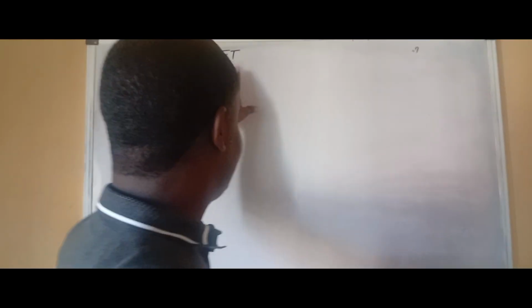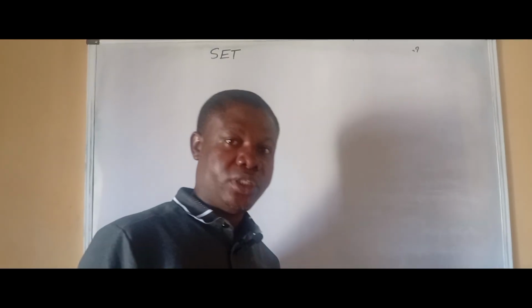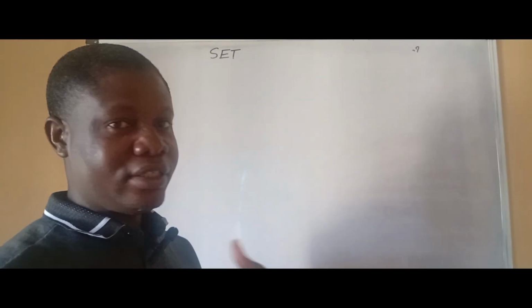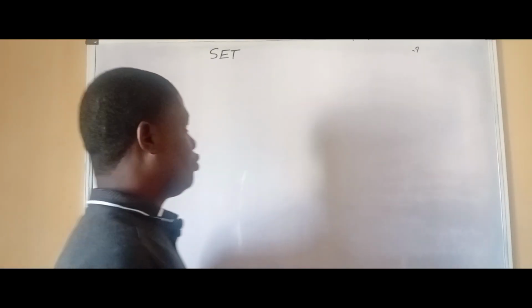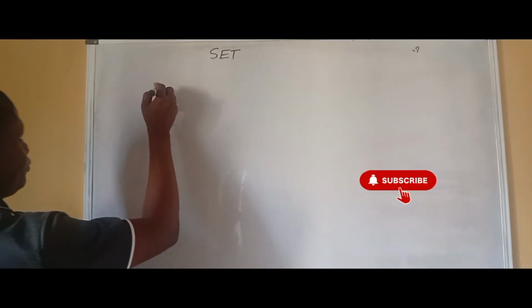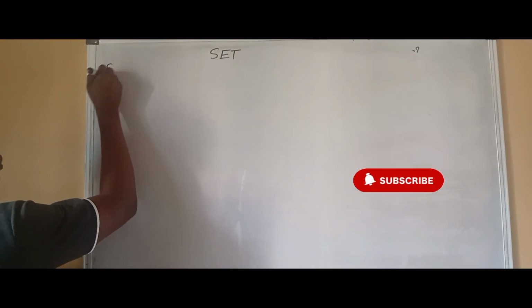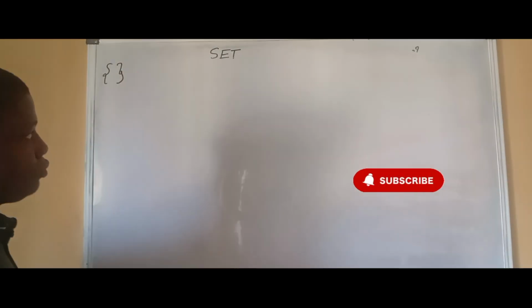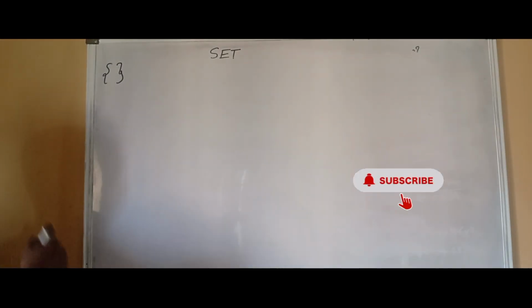So today we'll be looking at sets. When we talk about a set, we mean a collection of objects or things. So we can have a set of mathematical instruments, a set of whole numbers, a set of mathematics textbooks. Sets are usually represented using this symbol. And to name a set, we use a capital letter.